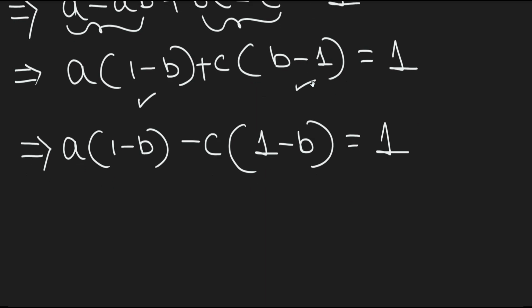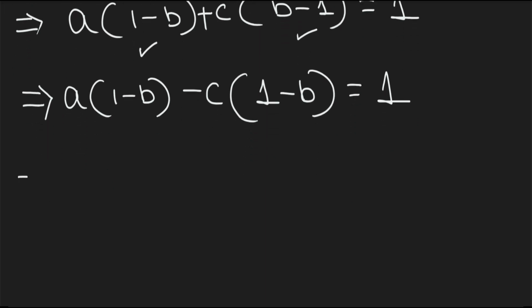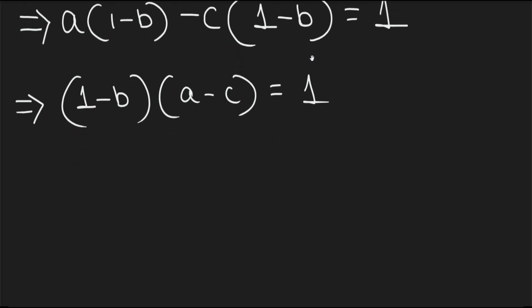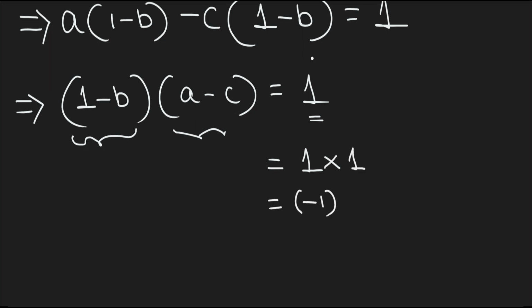Now from these two expressions we can take 1 minus B as common, then we can write it as 1 minus B multiplied with A minus C is equal to 1. Now from this multiplication we can see that there are two expressions whose multiplication is 1. So this value 1 we can obtain by either multiplying 1 with 1 or multiplying minus 1 with minus 1.